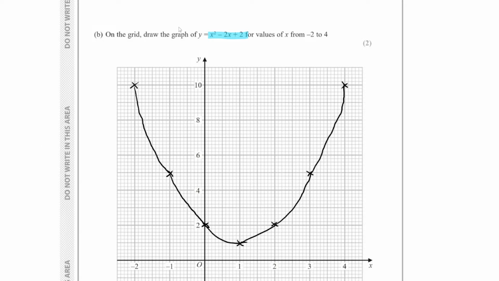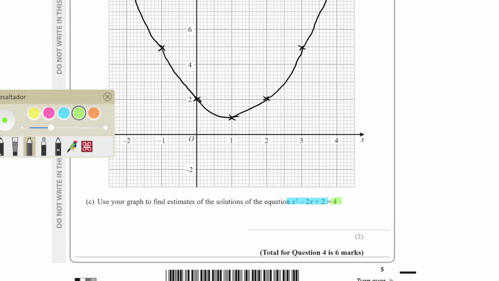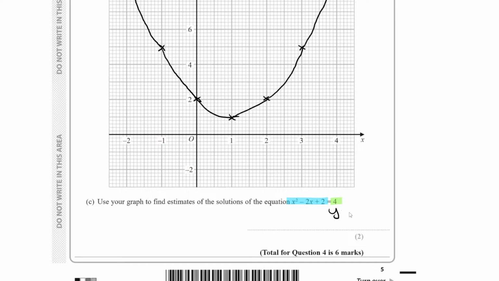So what that means is on the other side, originally was y. Now, I know they've swapped it left and right, but that doesn't really make any difference. Do you see how now it's 4? So what that's telling me is when y is 4. So it's almost like simultaneous equations. Obviously, just one of the equations is y is 4. The other one is the x squared minus 2x plus 2.